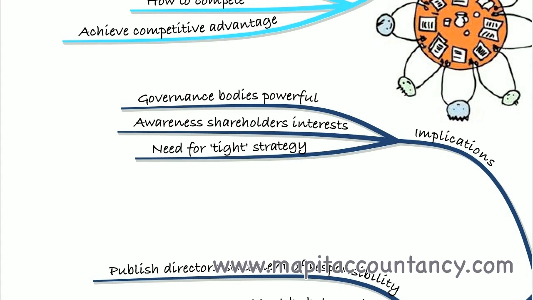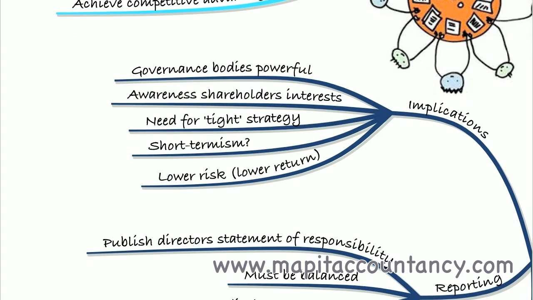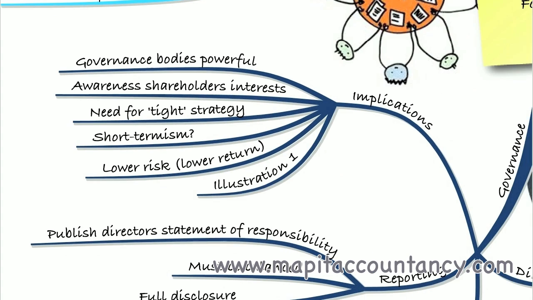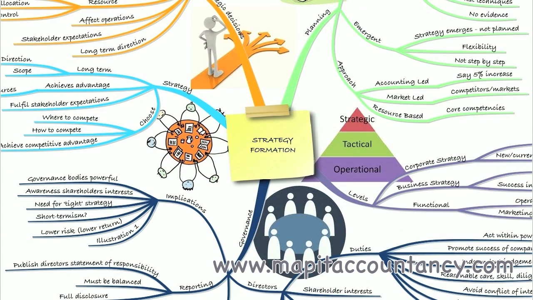However, we need to recognise that this can lead to short-termism, directors perhaps focusing on short-term objectives. And this may lead to lower risk strategies. Now, lower risk strategies are fine for the long-term direction of the firm, but you need to recognise that they will generally give you a lower return. Lower risk equals lower return. So we did a detailed example of all of this in illustration 1. That then was our recap of our lecture on strategy formation.